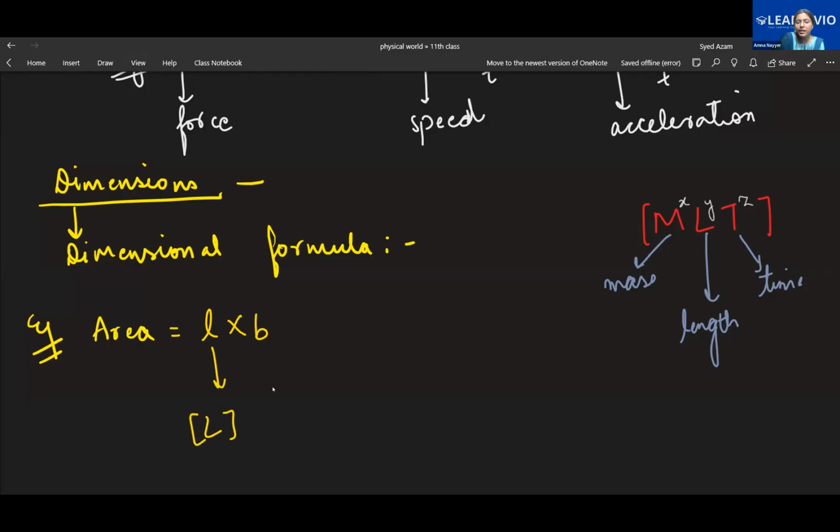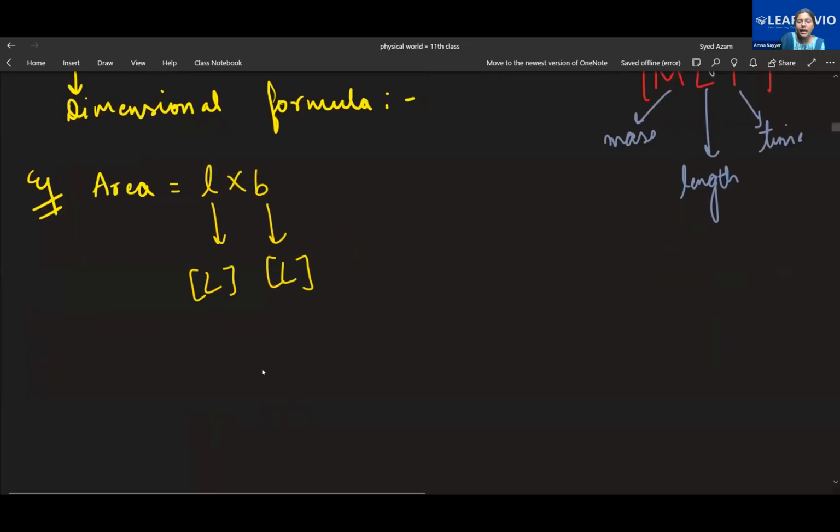Can you tell me, for breadth, out of those 7 quantities in the table, which one should nearly represent breadth? L, length. Length only. Yes, Iqra. Correct. So this will be length only. Now let's put it in the mathematical formula. So it will be L into L, that is L square.